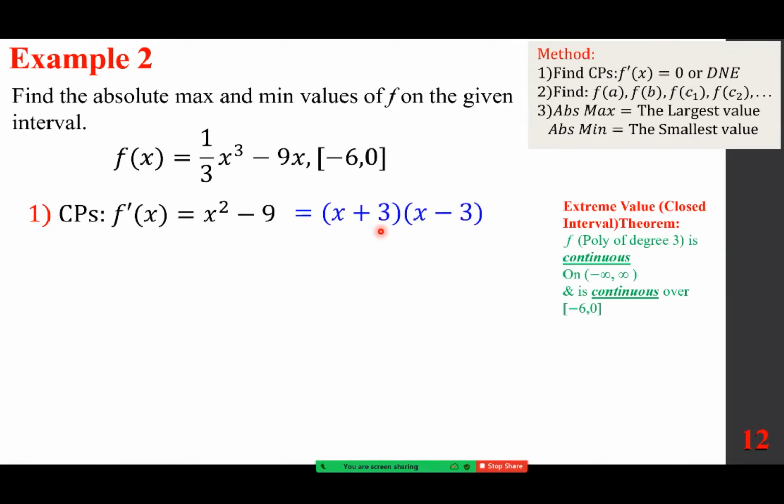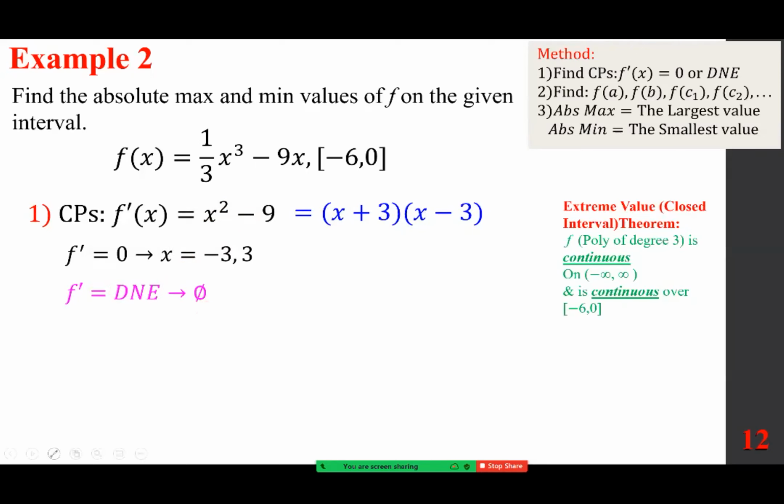So when we set it equal to 0, this gives us -3, this gives us +3. Also, we have to look at where f prime doesn't exist. This doesn't produce any answer. I want to explain what that means. This f prime of x is a polynomial of degree 2, or a quadratic function. Again, the domain is all real numbers. Therefore, it exists everywhere and it doesn't produce anything.